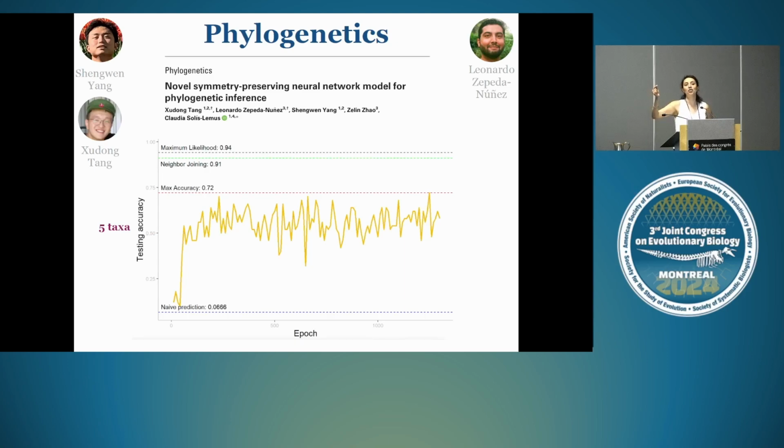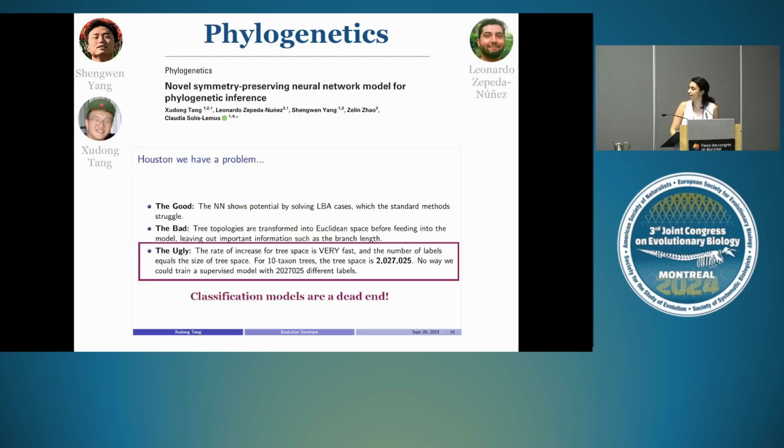And the sad news is that it never outperforms maximum likelihood or neighbor joining. So you spend hours training the neural network, and then you don't outperform traditional phylogenetic methods. But still, it was an interesting model. I think it made sense at the time.